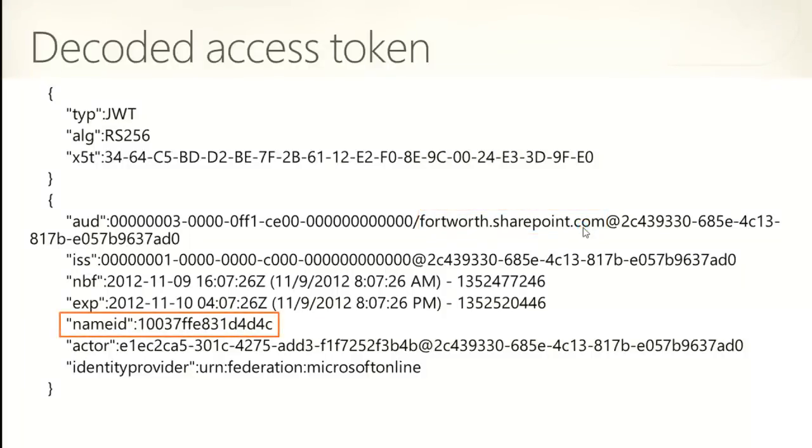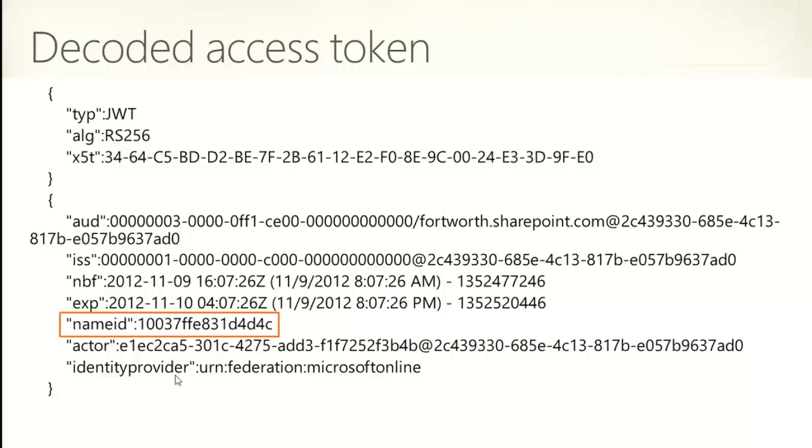Oh, all right. The next one is name ID. And name ID is the identifier of the user that you're trying to act on behalf of. So this is a token that's saying the principal that's calling in is trying to talk to SharePoint on behalf of this user, represented by that name ID. And the name ID is interpreted using another claim, the identity provider. And that identity provider says that identifier is good for a user inside Microsoft Online.